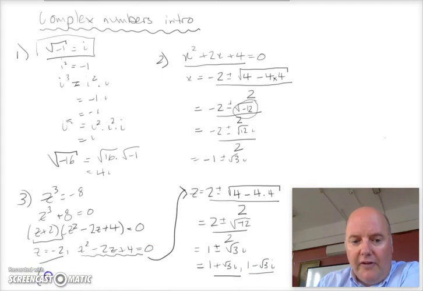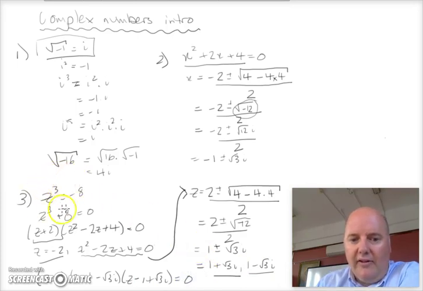If you want to write it in factored form, it's z plus 2, z minus that first one there, so we'll write 1 minus root 3 i. And then z minus that one there, 1 plus root 3 i, equals 0. That would be that written in factored form if you were asked to do that.